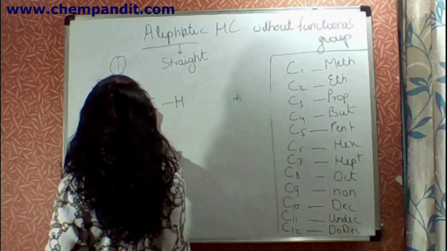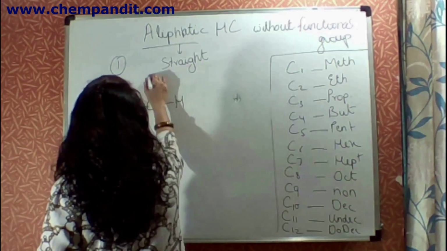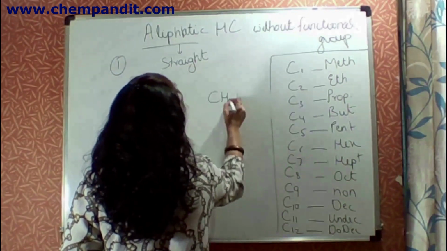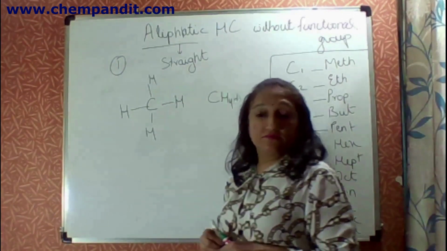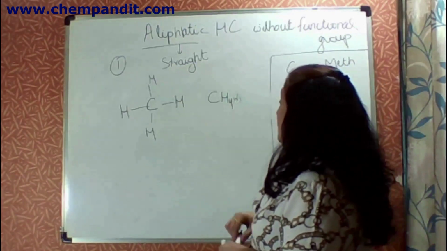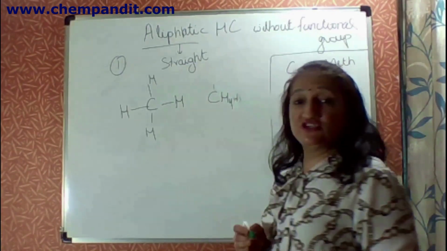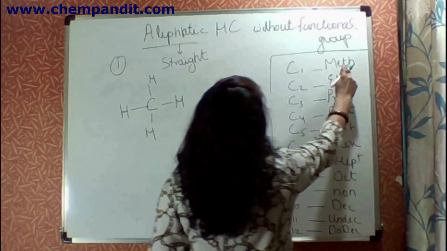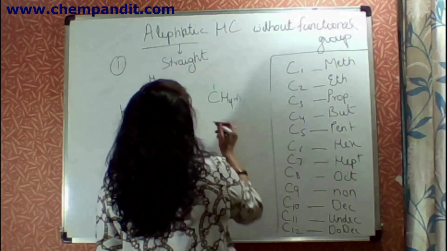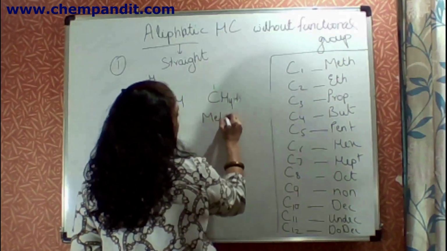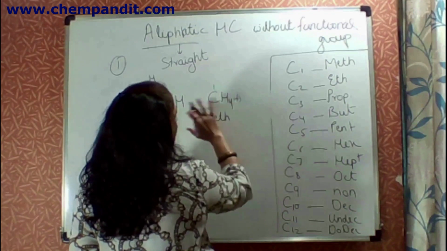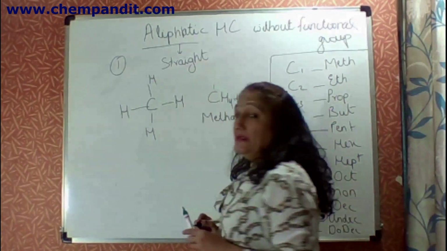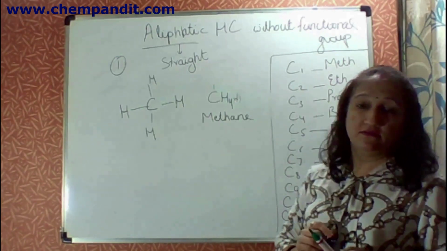Suppose you have a compound like this. This can also be written as CH4. Now, since we have only one carbon atom, we don't have a chain. We have a single carbon atom. So the root word will be meth. And only a single carbon atom, no single bond, no double bond. So the suffix will be ane: methane.